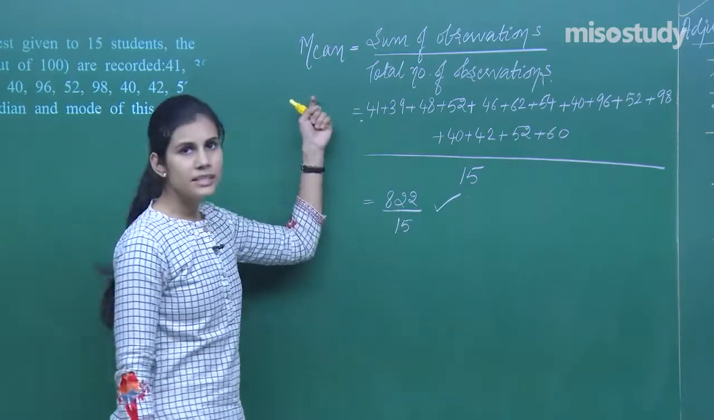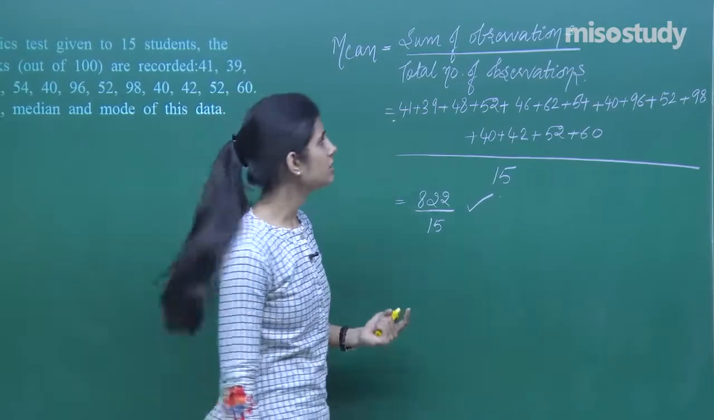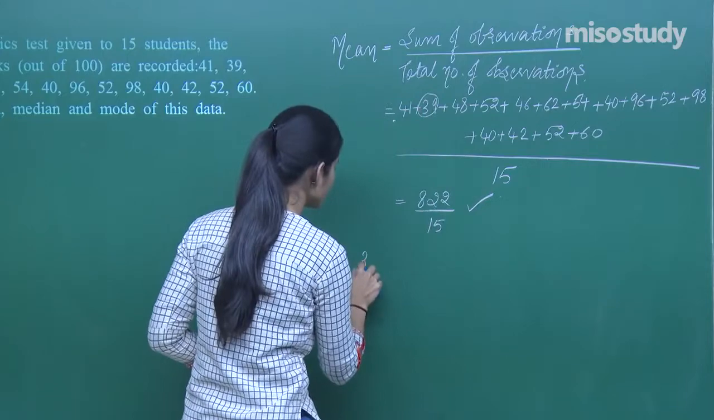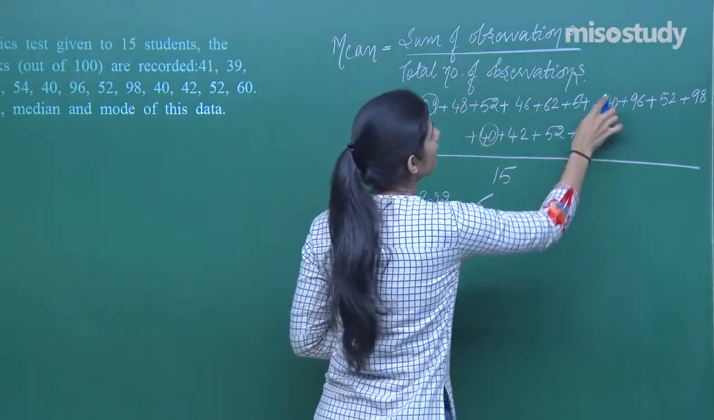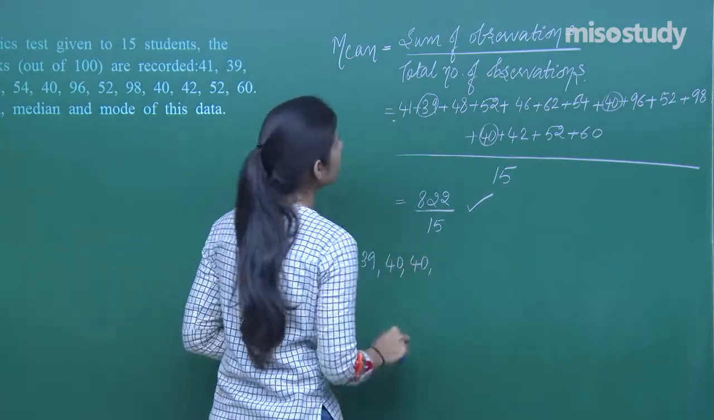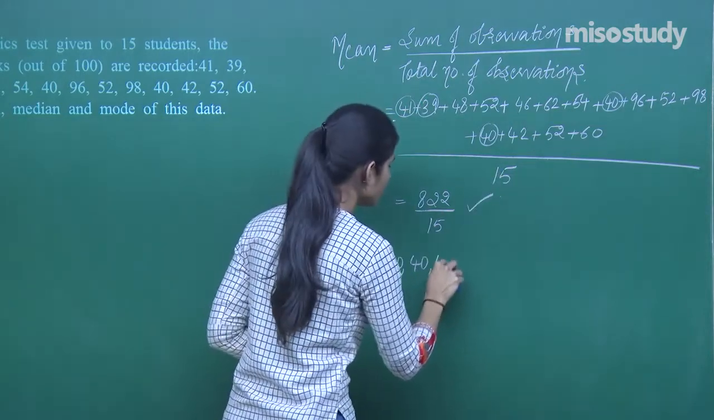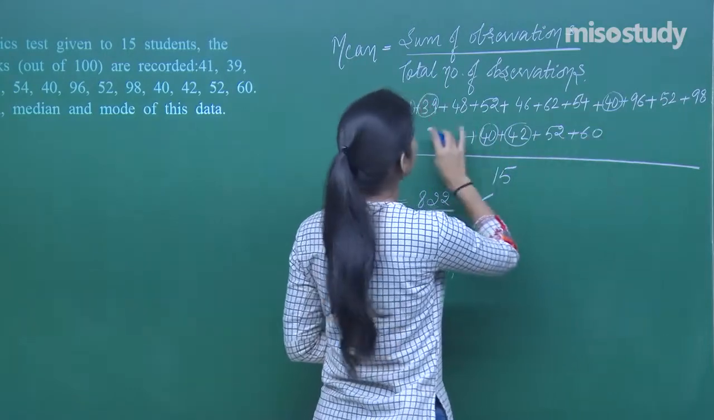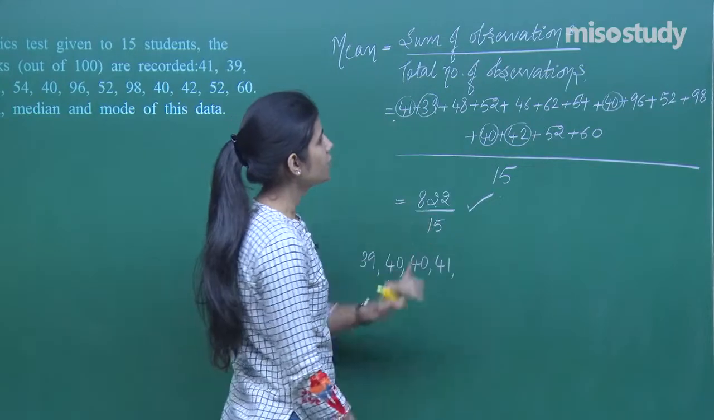In order to get the median, we first of all need to arrange the data in an ascending or descending order. So if I look at the data, minimum value is 39. So you begin with 39. Then you have 40, and again 40, and then again 40. Then you have 41 and you have just one 41. Then you have 42, and again just one 42.